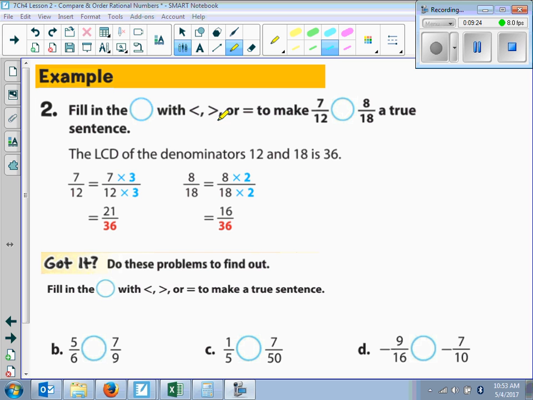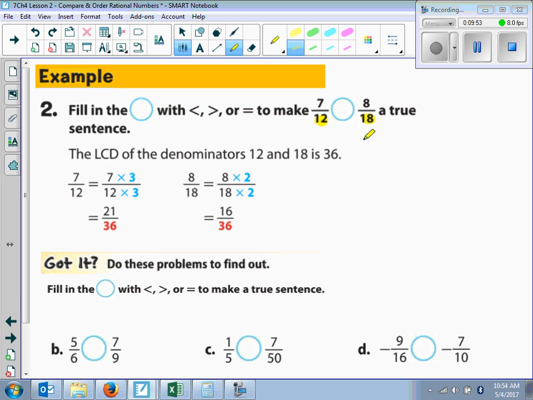So example 2, we're going to fill in the circle with less than, greater than, or equal to make this a true sentence. Here we're looking at a fraction, but this time we don't have common denominators. When you're comparing fractions, decimals, numbers, you have to have apples and apples. They have to be the same thing. So our denominators have to be the same in order for us to compare.